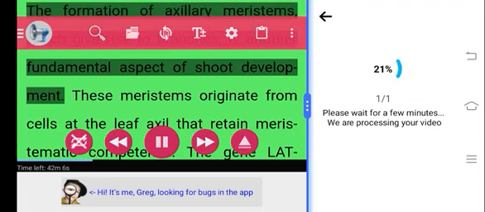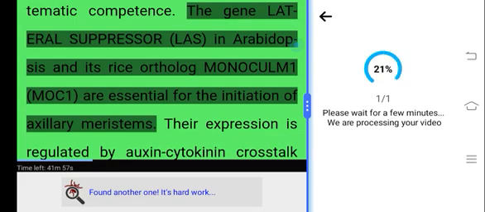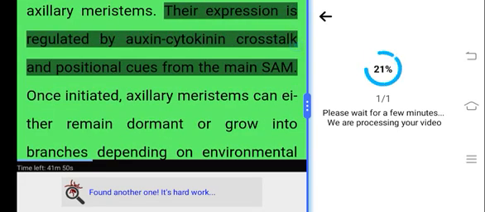The formation of axillary meristems, which give rise to branches, is another fundamental aspect of development. These meristems originate from cells of the leaf axil that retain meristematic competence. The gene LATERAL SUPPRESSOR, LAS, in Arabidopsis and its rice ortholog MONOCULM 1, MOC1, are essential for the initiation of axillary meristems. Their expression is regulated by auxin-cytokinin crosstalk and positional cues from the main SAM.